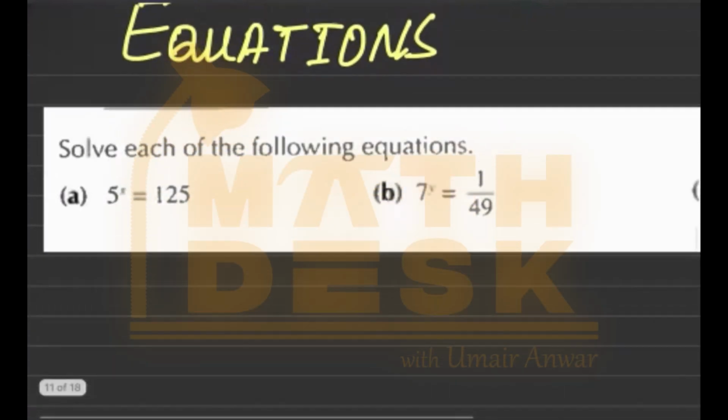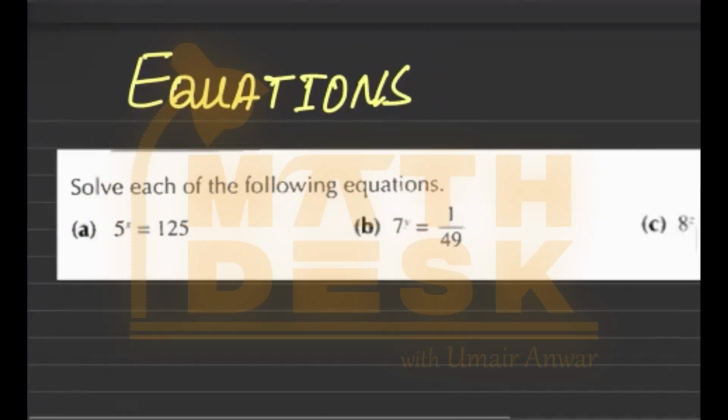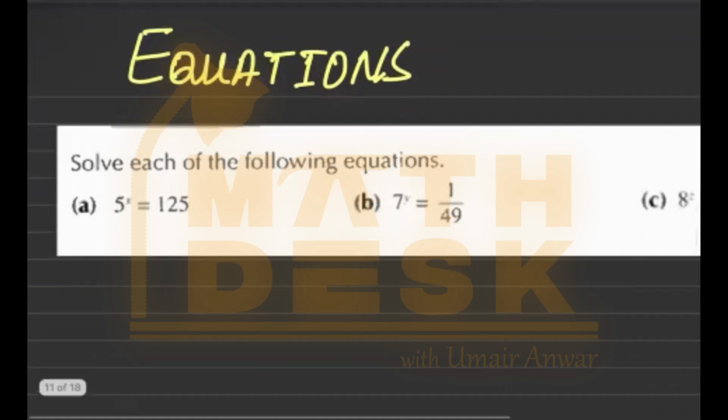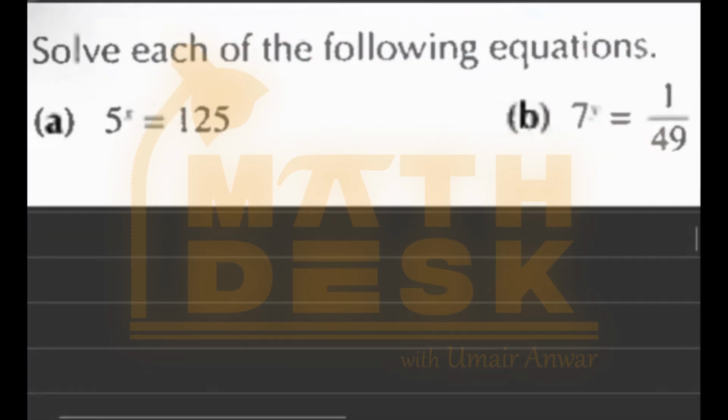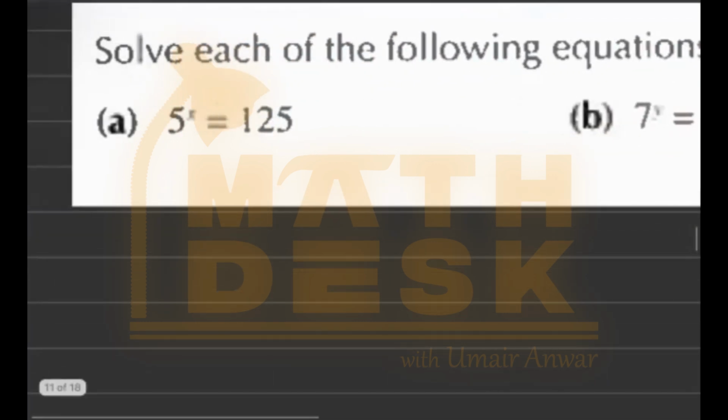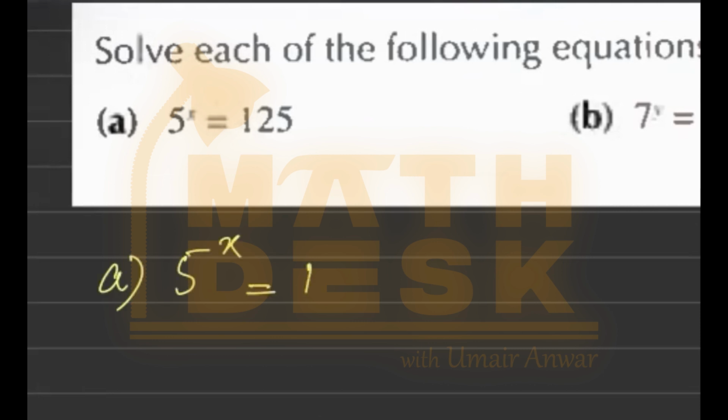Finally, we have some equations that are simplified using the laws of indices. For example, we have three equations over here. The first equation is an exponential equation. It is 5 raised to x equal to 125. So the unknown, the value of which we have to find, is x, and it is written in the index or the power. So we need to find out the value for this x.